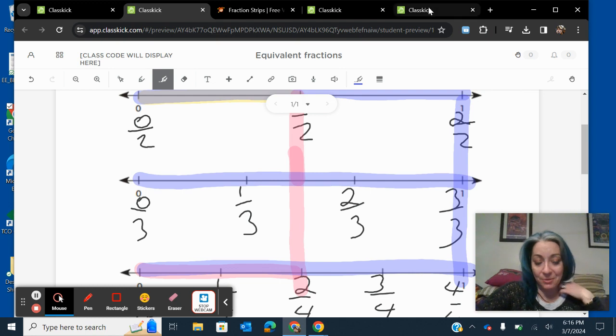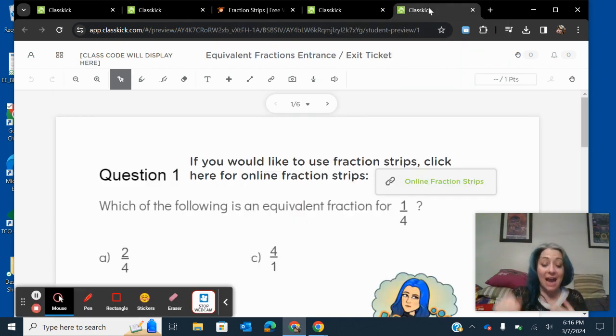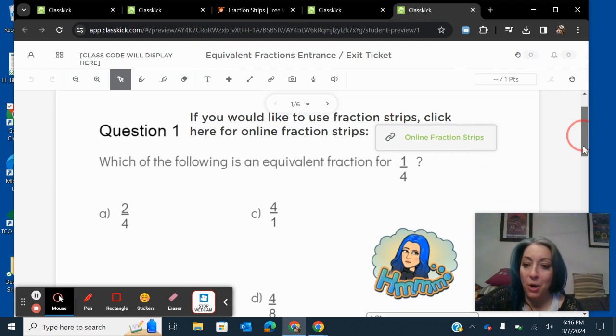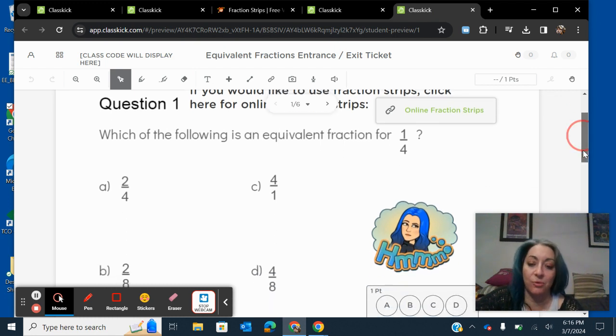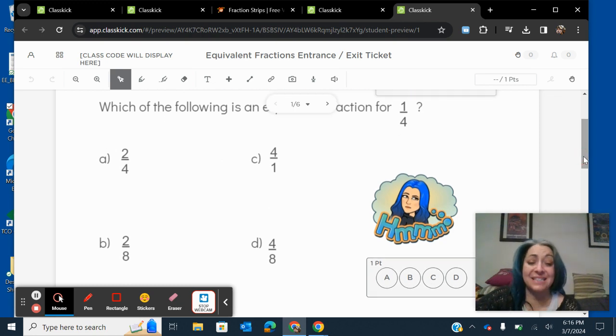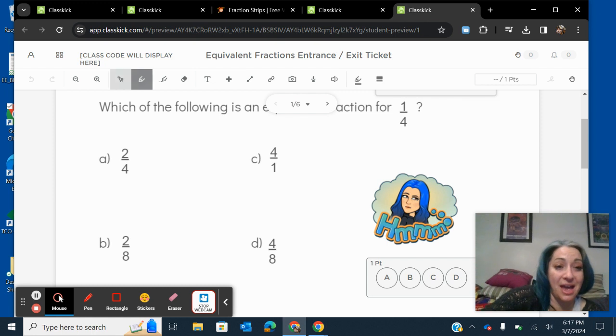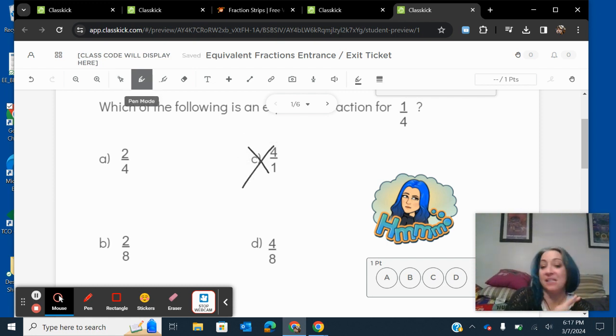Okay, last thing that we're going to do, we're going to take a look at how to solve some fraction problems. So here's an example. Which of the following is an equivalent fraction for 1/4? There's one I can definitely cross off because I know it's not equivalent to that. Because remember, when you have a numerator that's smaller than the denominator, that means it's going to be less than 1 whole. Numerator larger than the denominator, greater than 1 whole. This says 1 out of 4 equal pieces. This says 4 out of 1 equal pieces. Not the same thing at all. This is greater than 1. It's definitely not going to be that one.